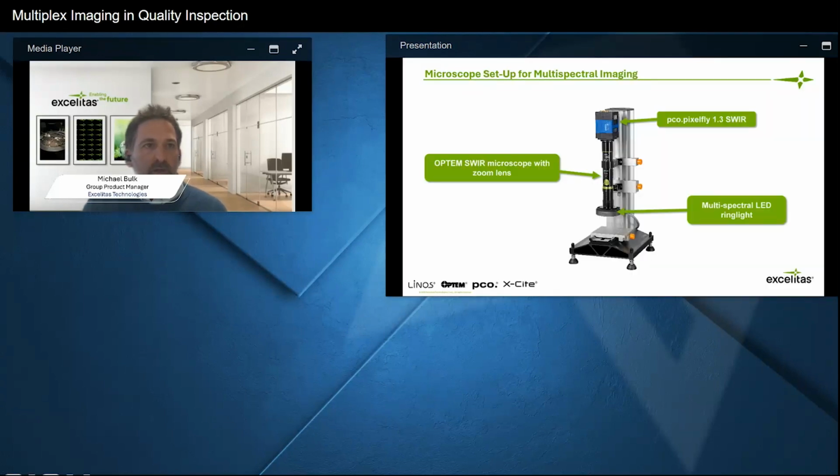Great, and this is an example of a multiplex solution that we're showing here. This is the same setup that was used for some of the imagery presented by Gerhard as well. It consists of several components: the Optimum Sphere microscope with the zoom lens that we mentioned in the last slide, the PCO Pixelfly sphere camera, and also a multispectral LED ring light. If you combine all these different specialties from Excelitas, you can form a very flexible imaging system that can be used for the different applications that we're discussing.